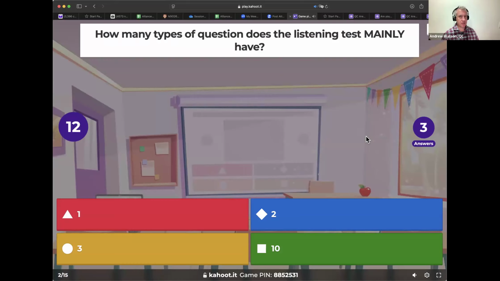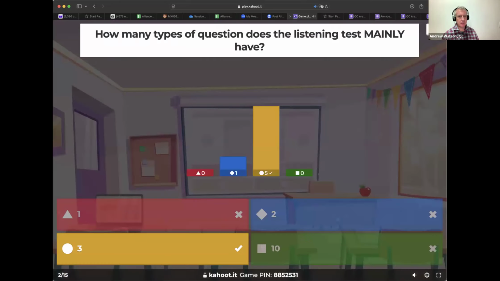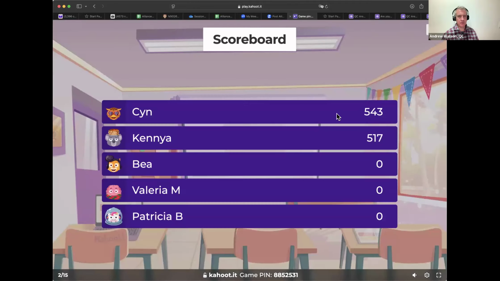How many types of question does the listening test mainly have? So the answer is 3. 3 types of questions. Most of us got that right. Well done.